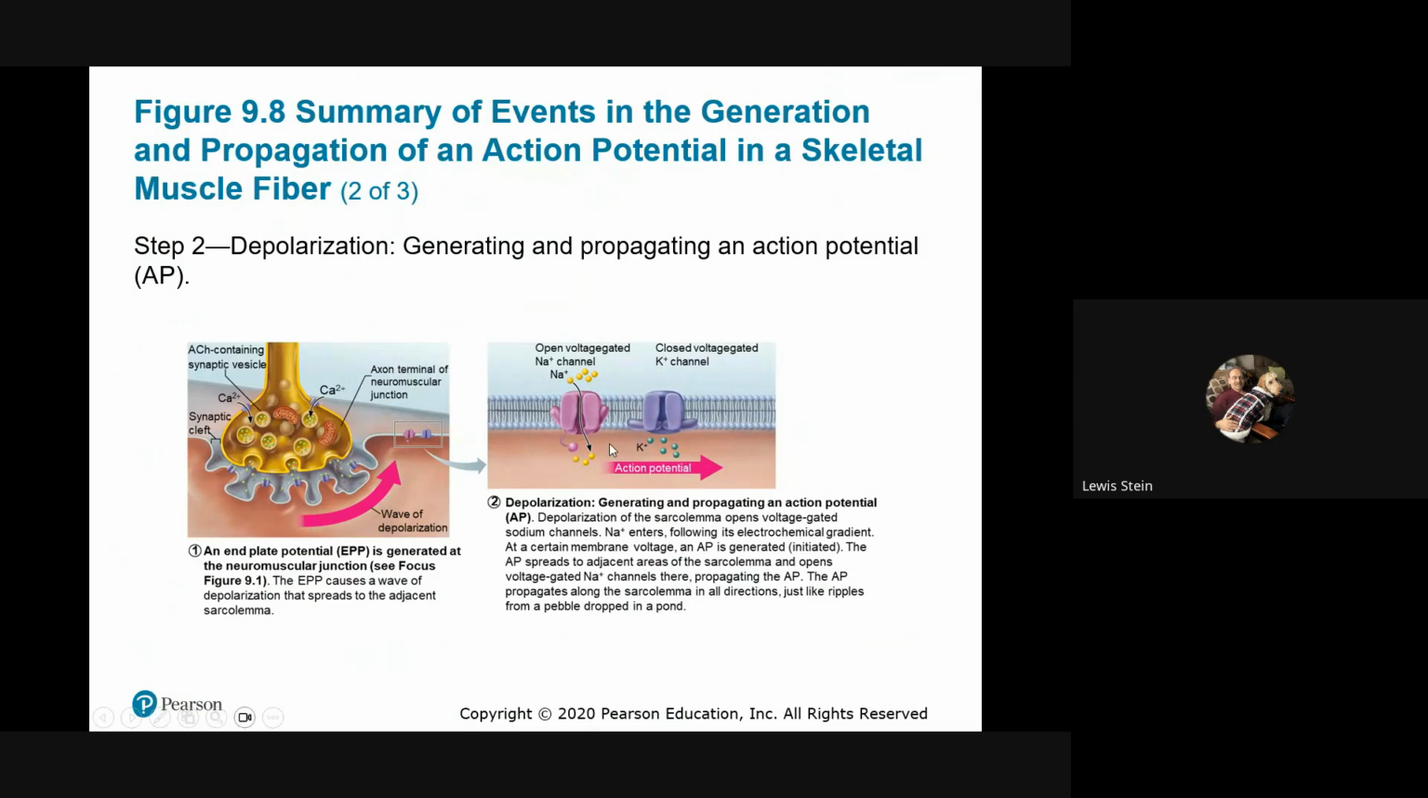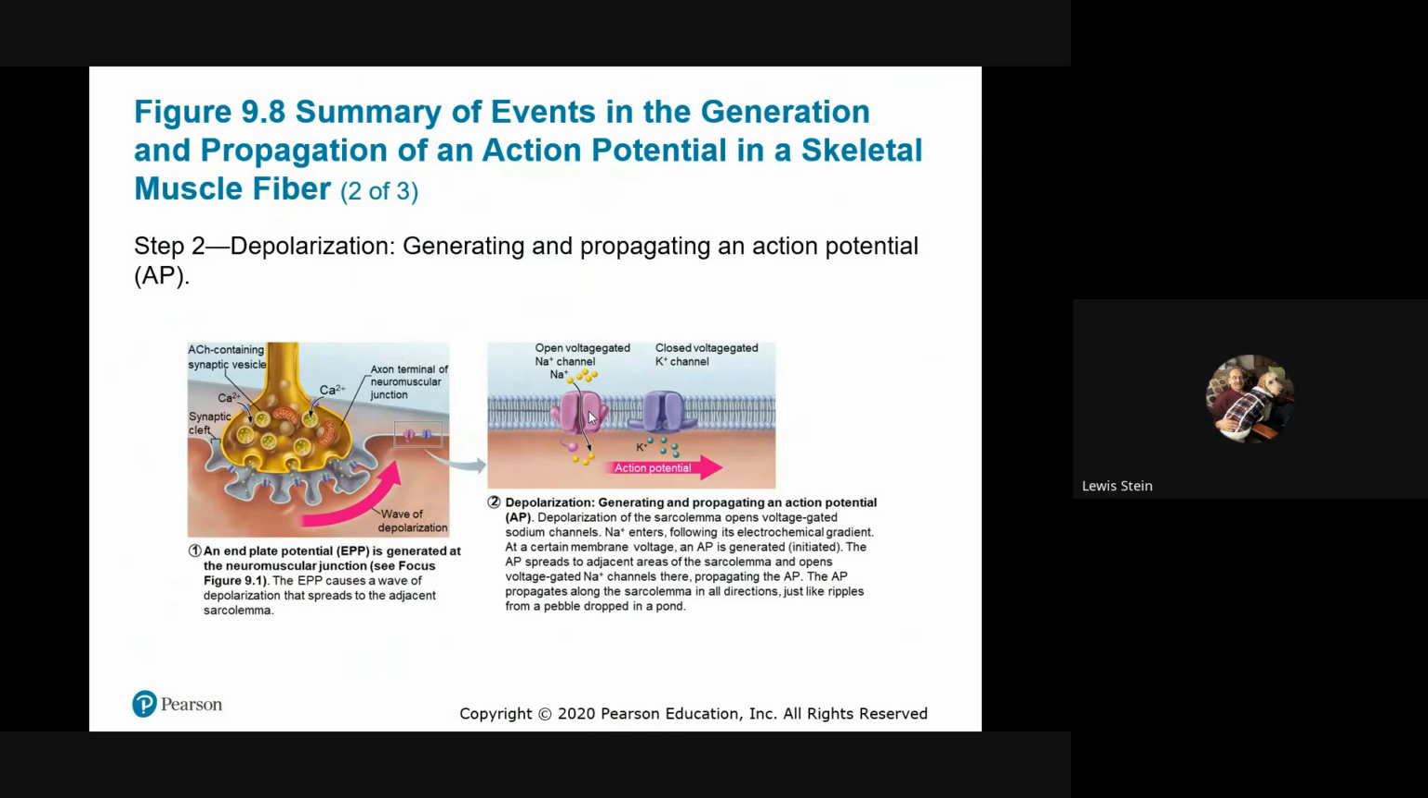So here it is, generating and propagating. It changes here, and as soon as it changes here, it changes there, and then right away it resets this one. So it's how fast can you contract your muscles? Rapidly until they fatigue. Nerves even faster.